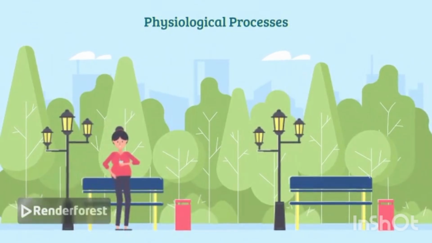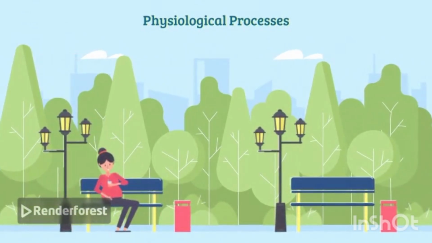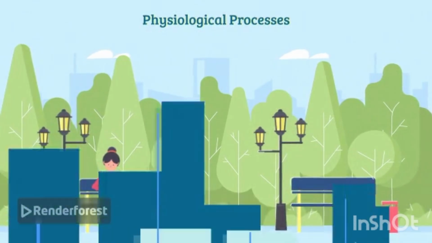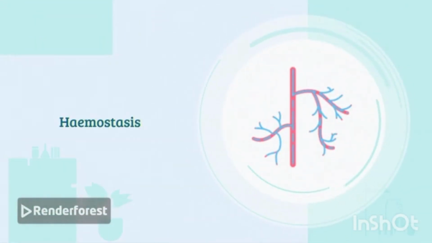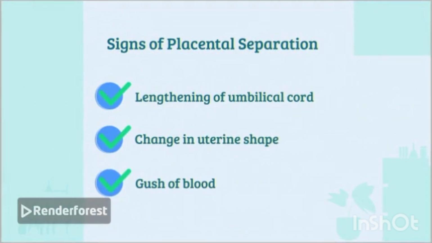The physiological processes involve placental separation. After the baby is born, the uterus quickly shrinks, leading to detachment of the placenta. Blood vessels in the placental bed are surrounded by myometrial muscle fibers that compress to prevent excessive bleeding. Signs of placental separation include lengthening of the umbilical cord, change in uterine shape, and a gush of blood.